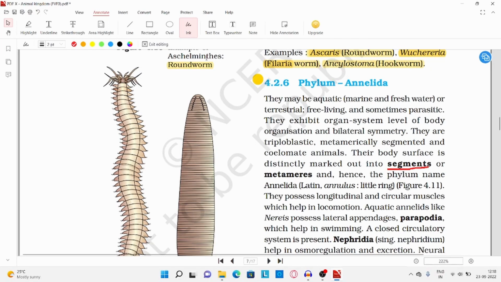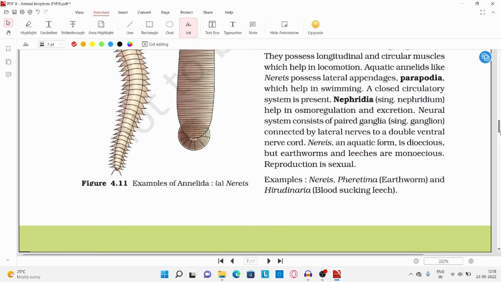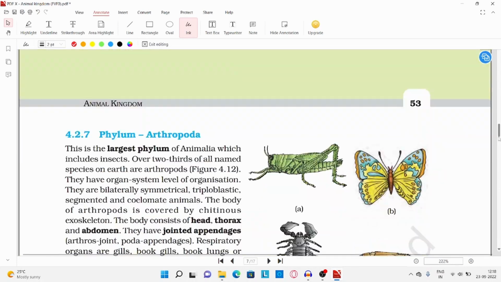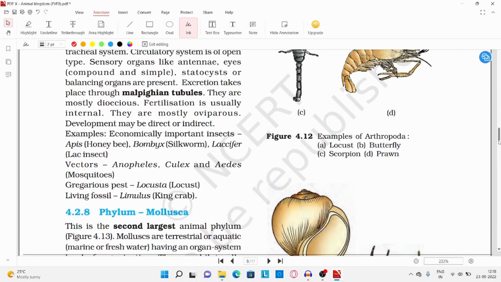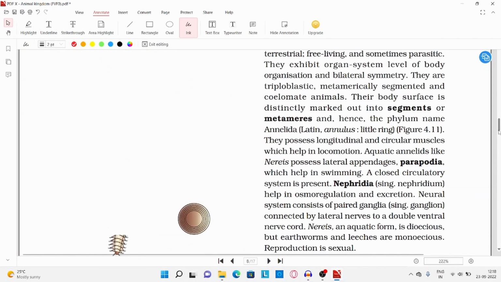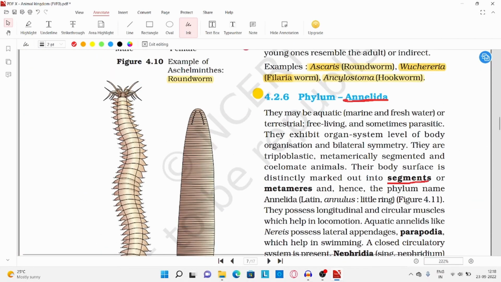Welcome back. Today we will be doing two phyla: Annelida and Arthropoda. So Annelida is an easy phylum. It won't take much time. Phylum Arthropoda, however, is a bit more complex. You have to do that in a bit more detail and it is a bit more important. So first of all, let's just go through phylum Annelida.